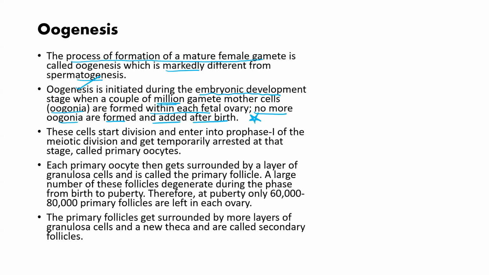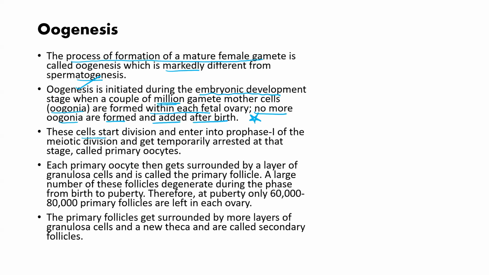In the case of spermatogenesis, they keep on dividing and increasing their number from puberty throughout the entire reproductive life. Because in male, spermatogenesis starts at puberty, where spermatogonia go for mitosis to increase their number. But in female, oogenesis starts in the embryonic life and no more oogonia are added after birth. Whatever they have to make, they make in the fetal ovary.